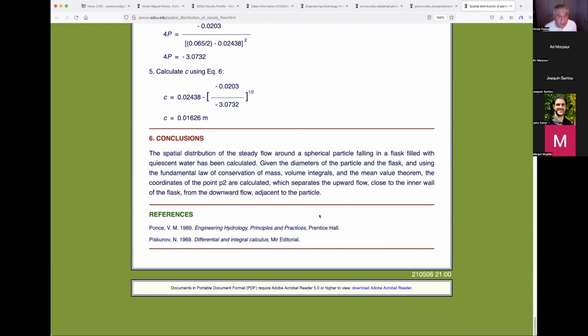Conclusions. The spatial distribution of the steady flow around a spherical particle falling in a flask filled with quiescent water has been calculated. Given the diameters of the particle and the flask and using the fundamental laws of conservation of mass and volume integrals, the coordinates of the point P2 are calculated, which separates the upward flow close to the inner wall of the flask and the downward flow adjacent to the particle.